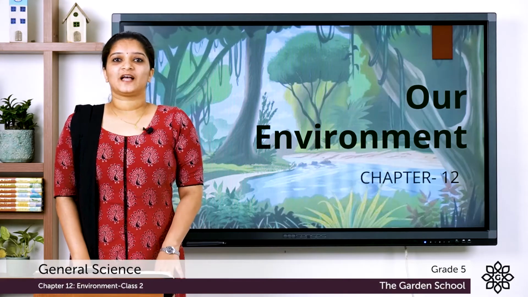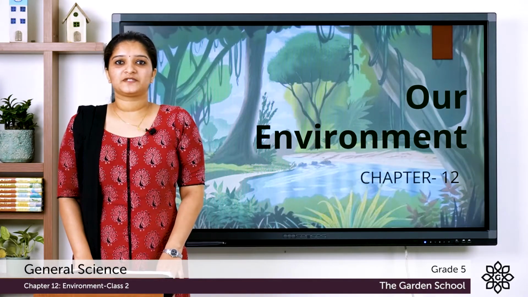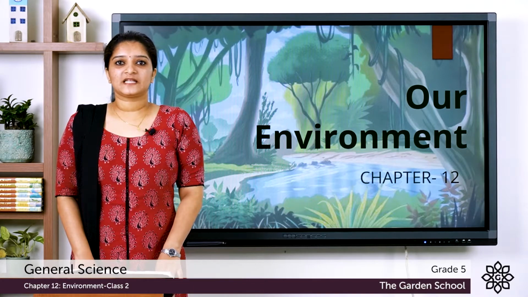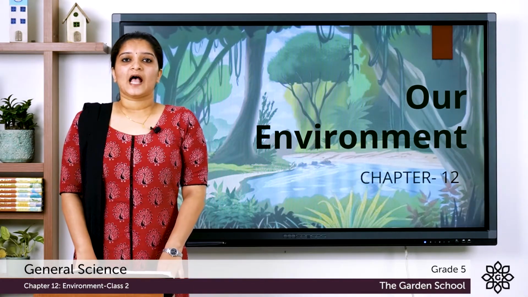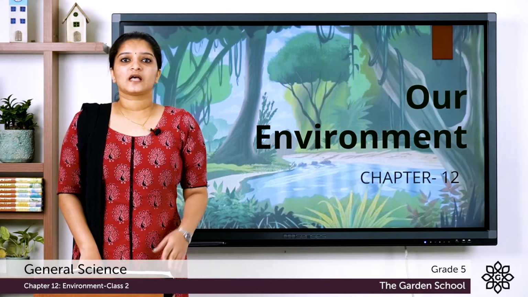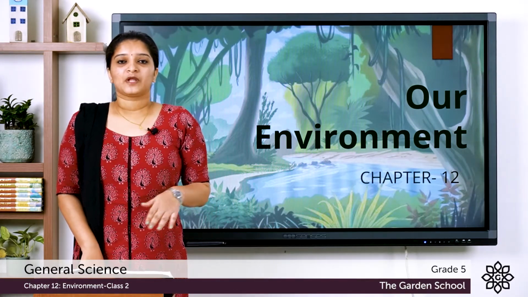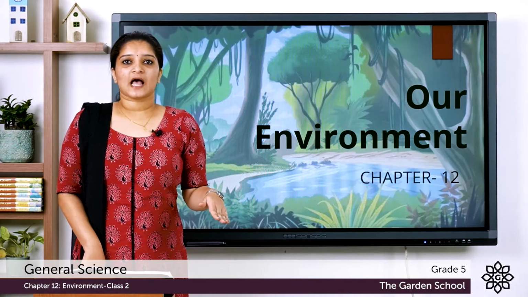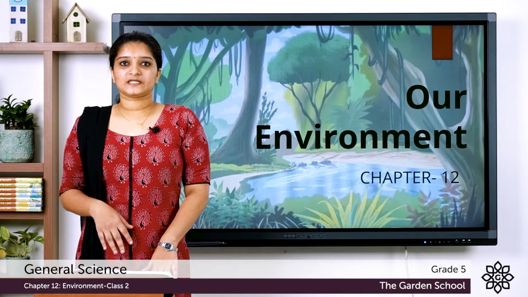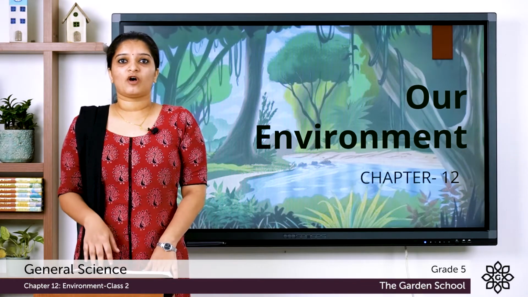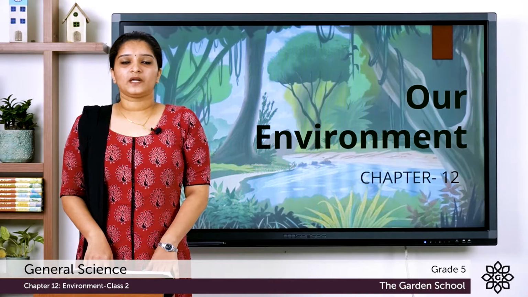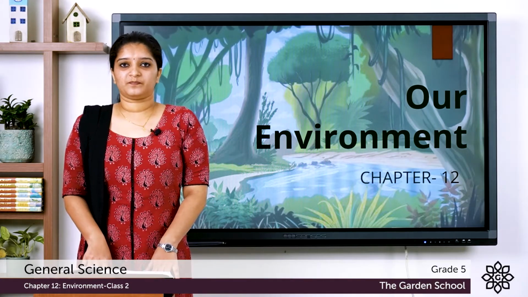Good morning, students. In the previous class, we started with the new chapter, our environment, and there we learned that our environment is the area in which we live in. And we learned that there are basically two components in our environment, grouped as biotic and abiotic. Biotic includes all living things and abiotic includes all non-living things. All these components are related to each other and dependent on each other for their survival. And this interdependency in the environment maintains the balance in the ecosystem.